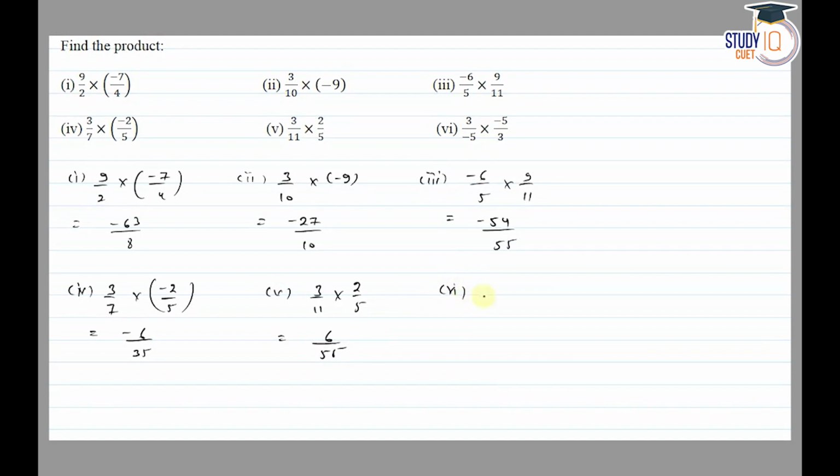Then sixth part is 3 by minus 5 into minus 5 by 3. So minus से minus cancel out हो जाएगा and 5 से 5. Then 3 से 3. So हो जाएगा 1.